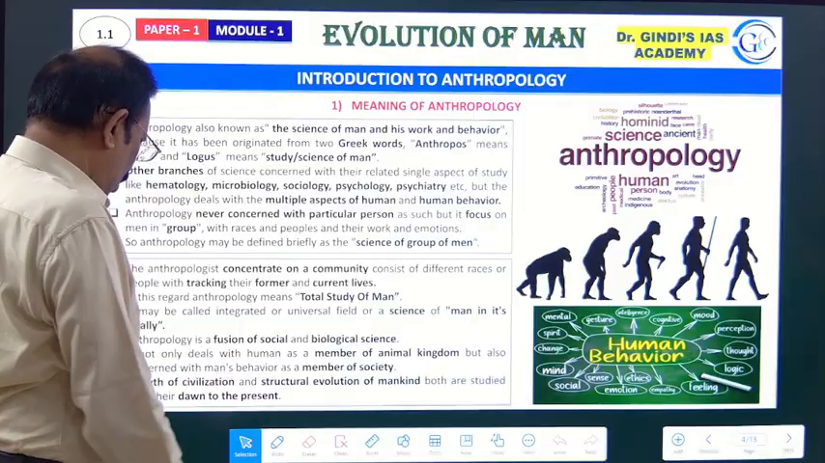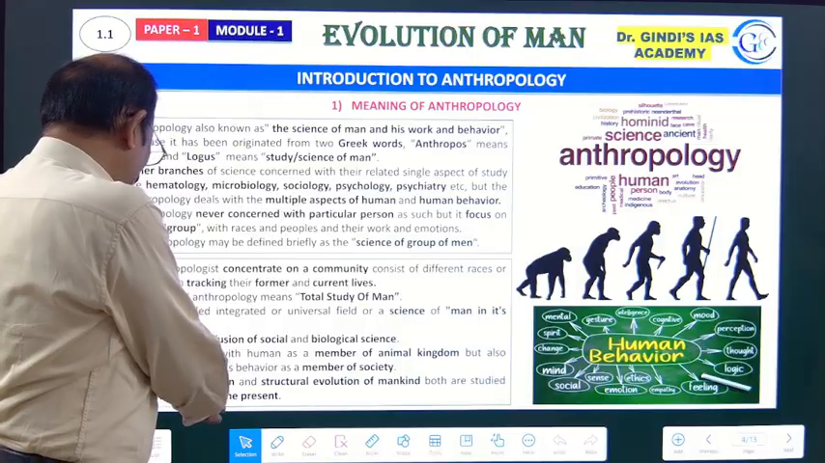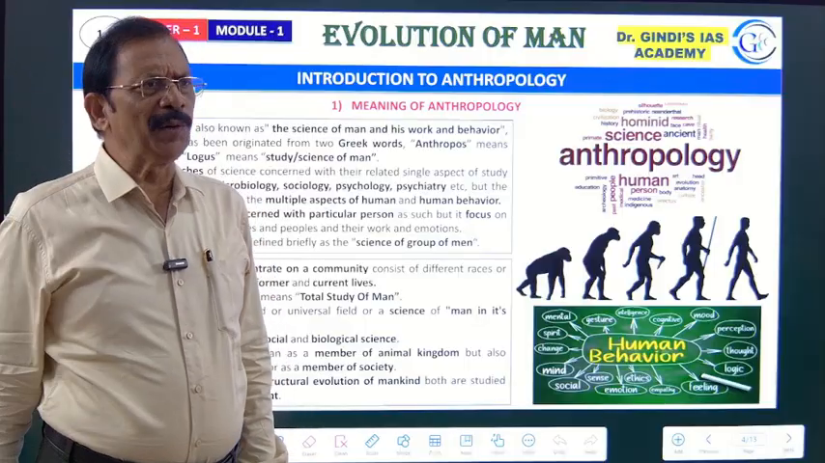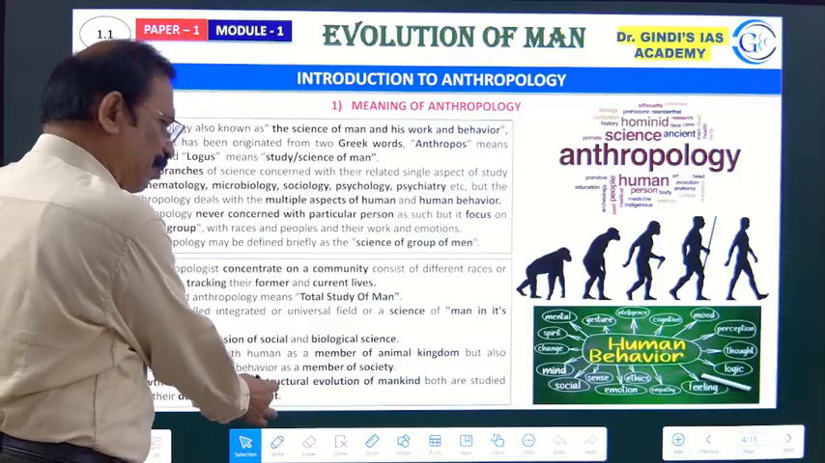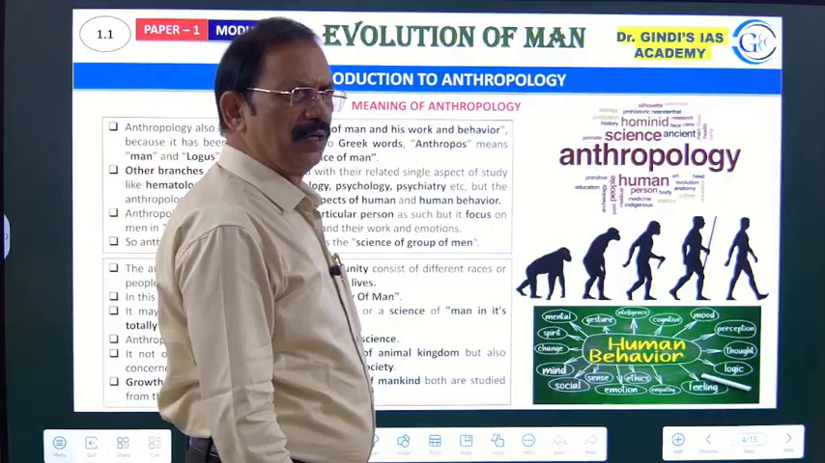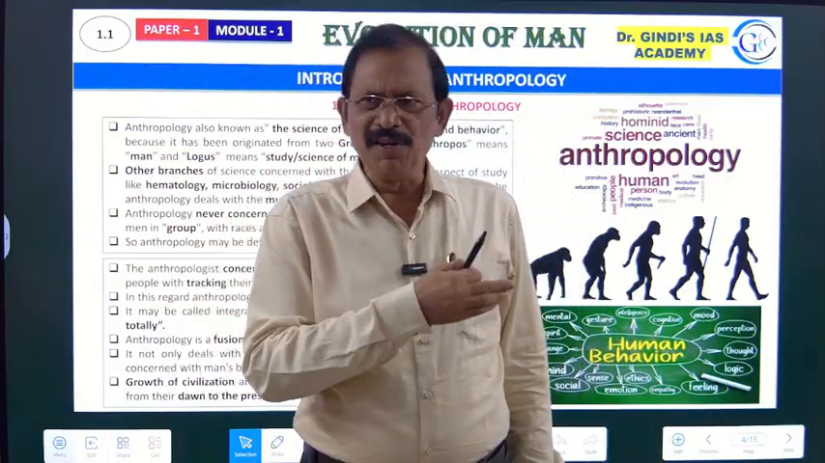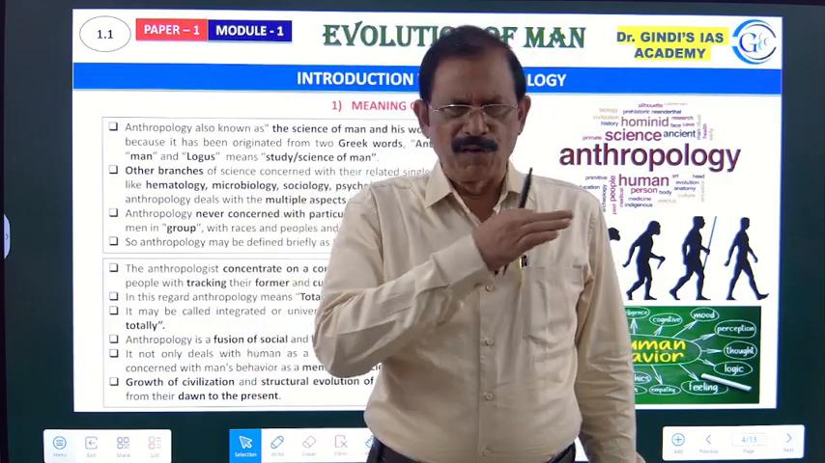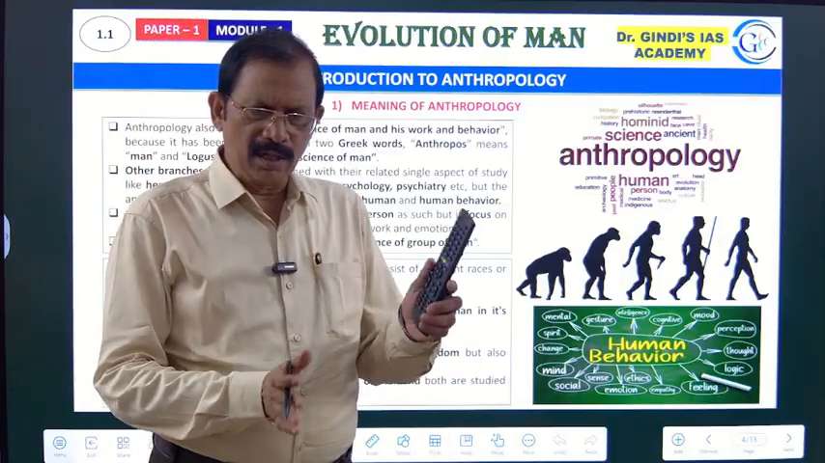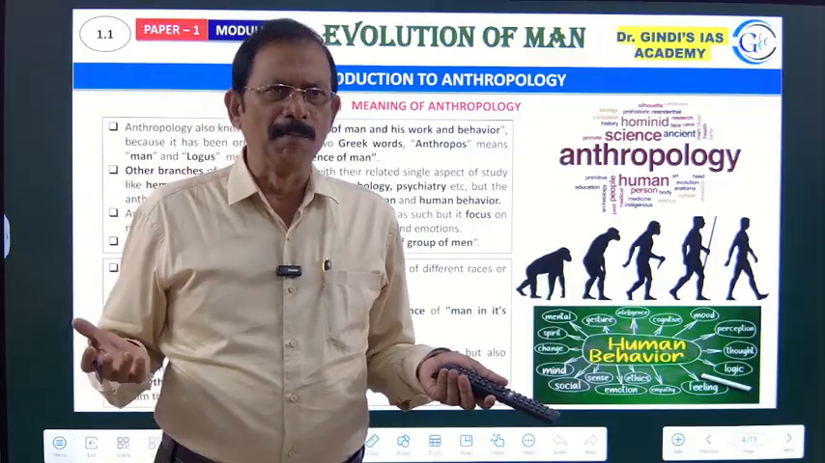Then, growth of civilization and structural evolution of mankind are both studied from the dawn to the present. From the starting point until now, we are going to study the growth of civilization. What is meant by culture? What is society? What is civilization? Everything we study. Then structural evolution of mankind. There are two types of evolution: one cultural evolution, the second biological evolution.